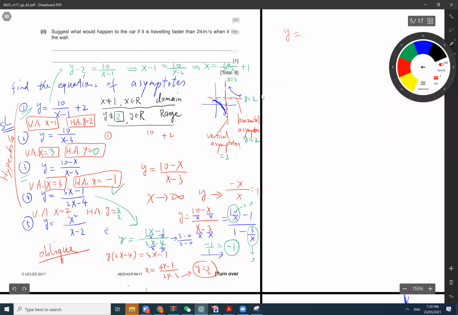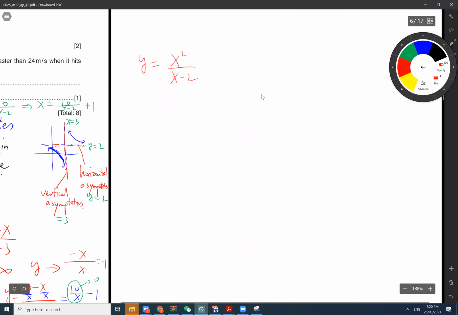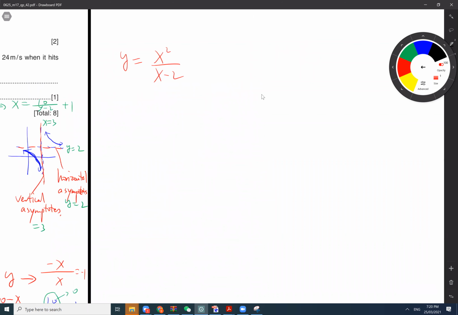We have a function x squared over x minus 2. The question, guys: in IB now, we have a new chapter called proof. Can you prove that this just equals x plus 2 plus 4 over x minus 2? Guys, can you prove this? Try to prove this one is the same as this one.